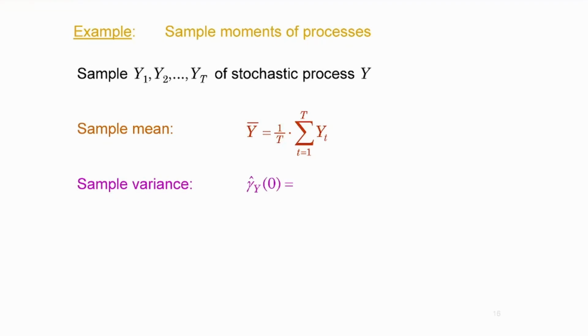Now, the sample variance is written like this, okay? So basically, 0 stands for the time lag. So there is no time lag with respect to the second part. This is 1 by capital T times the sum of the squared deviations from each observation to the sample mean. This is also the mean of the squares minus the square of the mean of a sample.